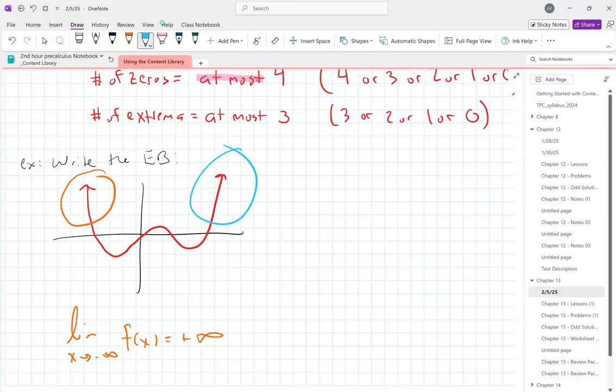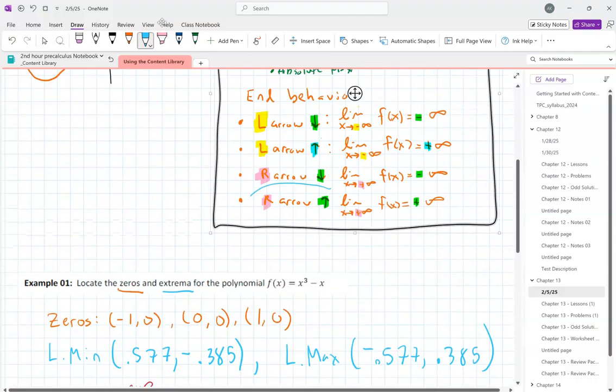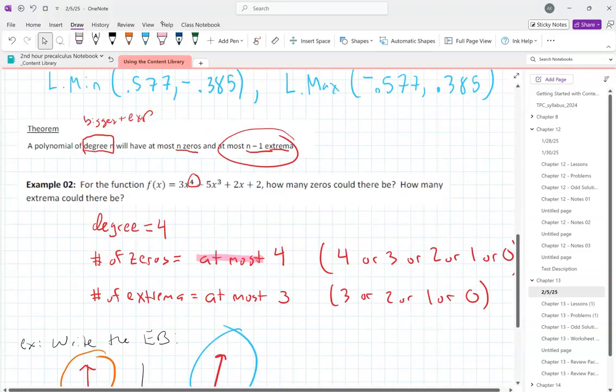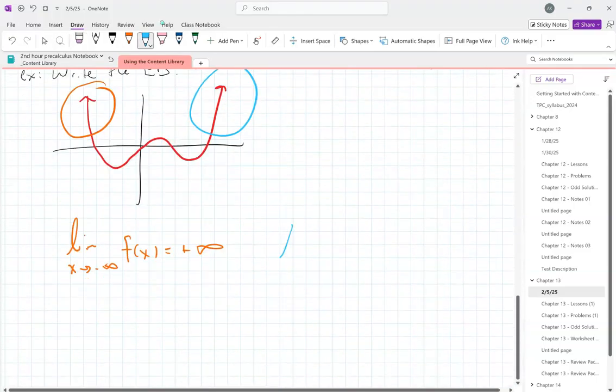Is that the left arrow or right arrow? Right. Is it pointing up or down? Up. So I want the right arrow pointing up. That's this one. So I'll write the limit as x approaches positive infinity of f of x equals positive infinity. So again, I'm just going to copy it down.